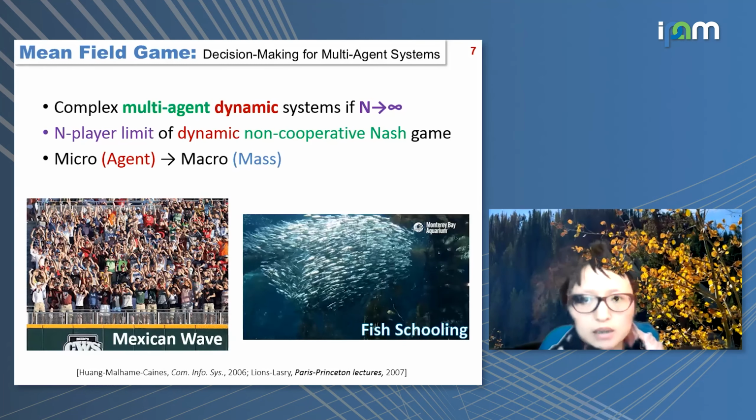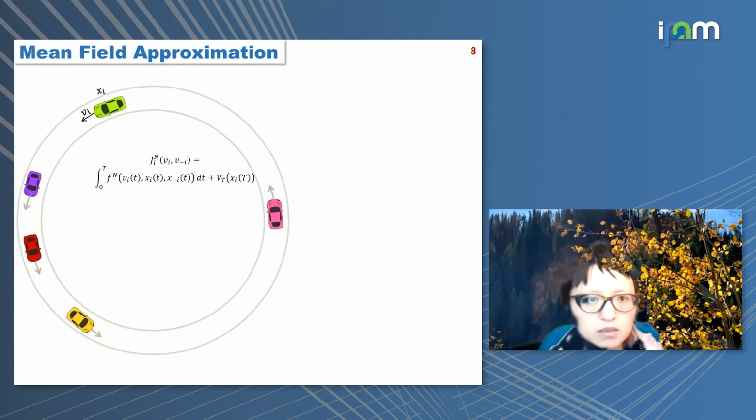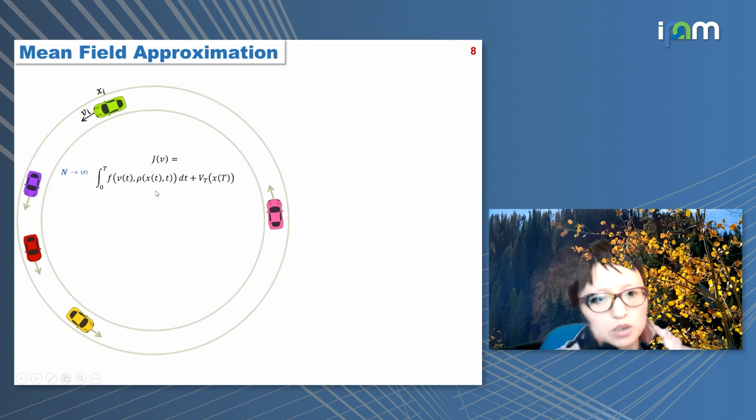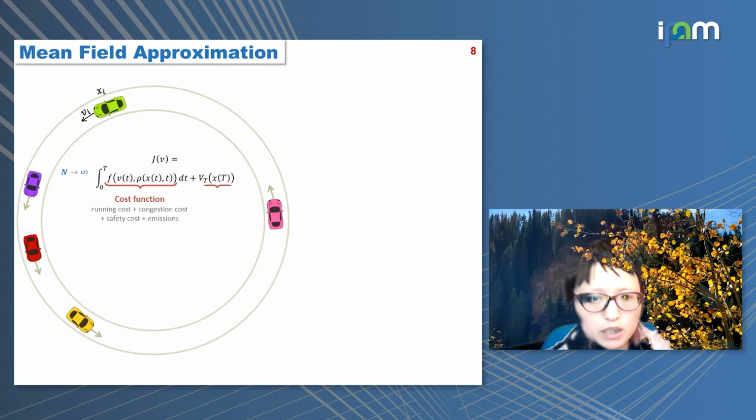Now let's come back to our context. When we apply the mean field approximation, this is what will happen. We still have a finite number of cars, and each car has its objective function. But when we apply this mean field approximation, the J objective becomes one where we remove all those indices. And it's still composed of two parts, the cost function and the terminal cost.